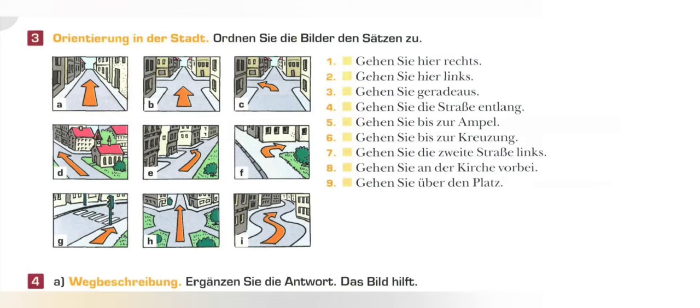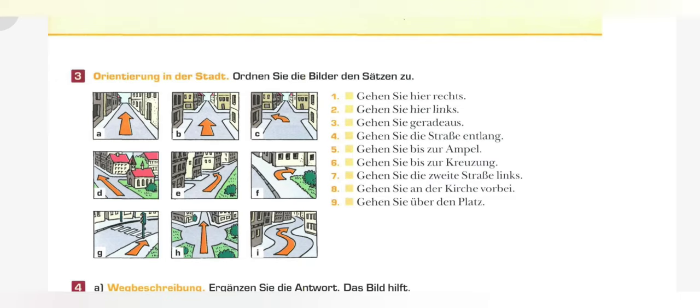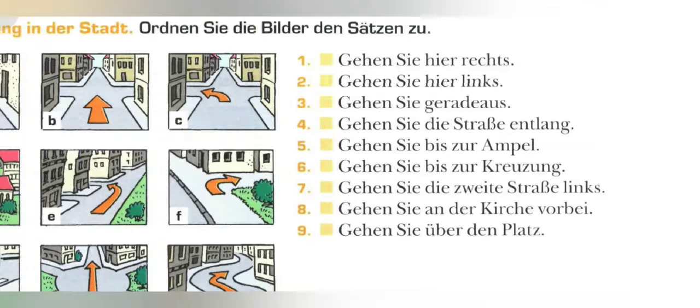Written. So the arrow is saying the state. So we have to find a state called Geradeaus. So we have to find where Geradeaus is written. According to that we can do it. Okay, here Geradeaus is written in the third sentence. So the first picture answer is 3A.